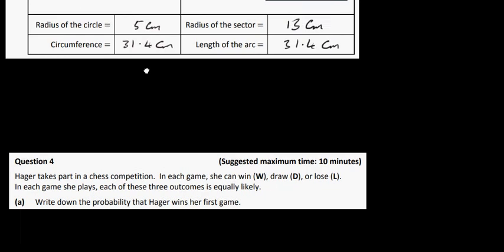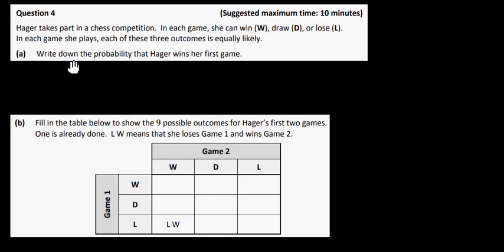Okay, so let's move on, have a look at question 4. Hagar takes part in a chess competition. In each game she can win, draw or lose. So there are 3 possibilities. In each game she plays, each of these 3 outcomes is equally likely. So she has a 1/3 chance of winning, a 1/3 chance of drawing, 1/3 chance of losing. Write down the probability that Hagar wins her first game. So the probability of a win in the first game is just 1/3, because each of these possibilities is equally likely.